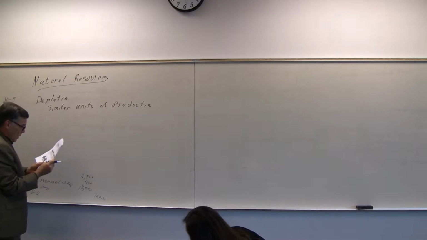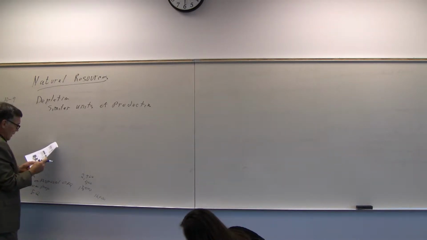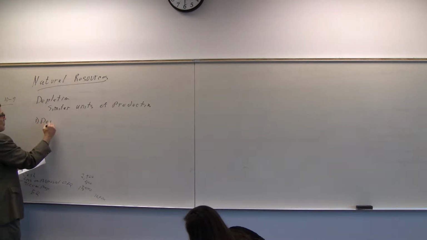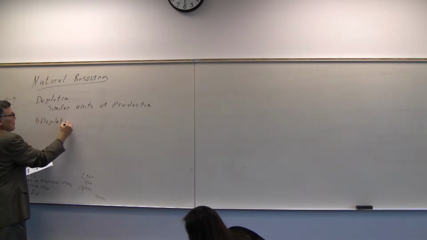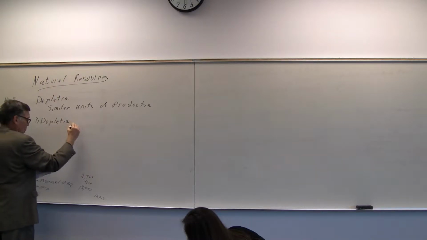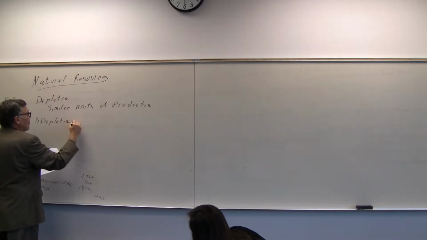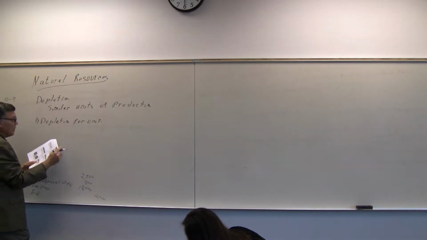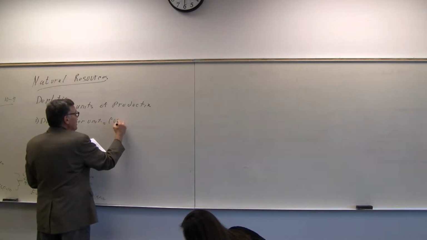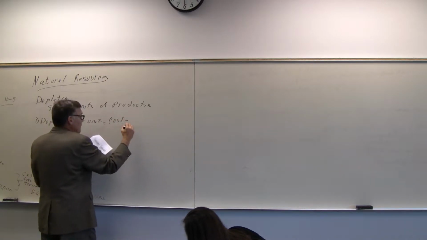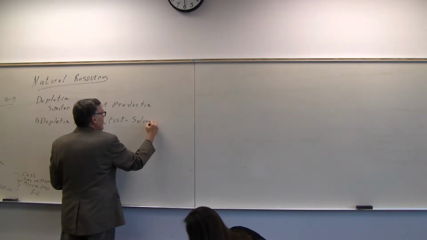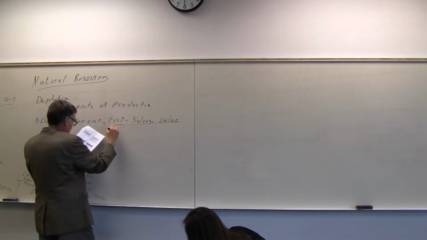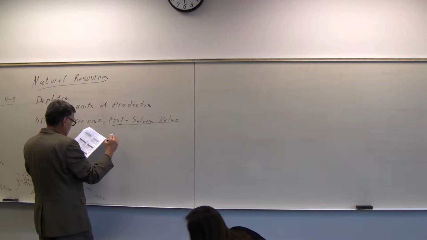So, basically, here's what it boils down to. You start with the depletion per unit. And the depletion per unit equals the cost minus the salvage value divided by the estimated total units of capacity.